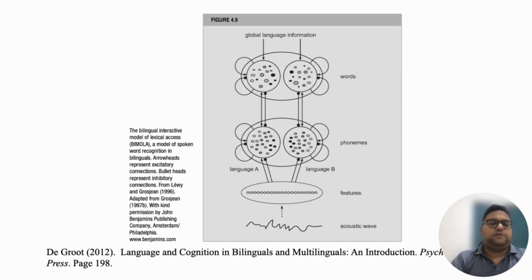You can have a look at the representation of the BIMOLA model here. You can see that while the features are common across the two languages, the phonemes from language A and language B are separately organized. So are the words from language A and language B. You can see that this model follows pretty much the same kind of activation mechanism, same kind of processing assumptions as well. So, for example, there is lateral inhibition within the level. There is activation and inhibitory connections across the adjacent levels as well.